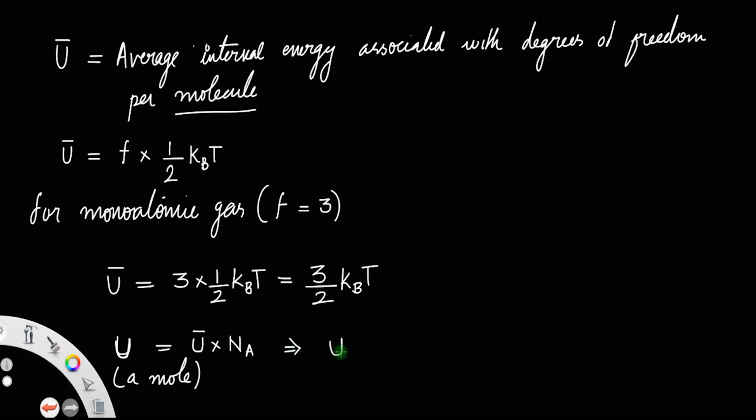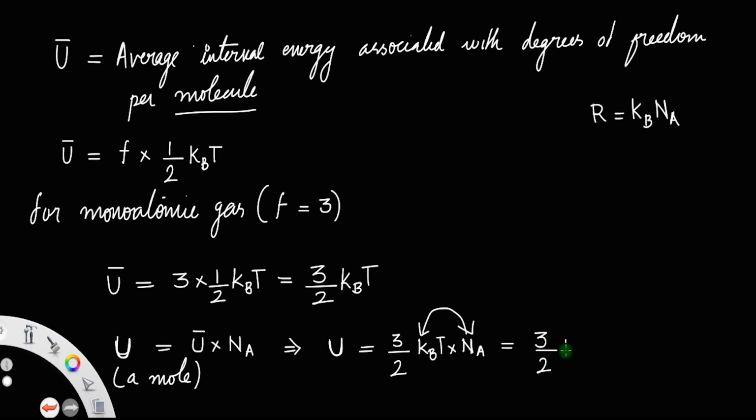So U will be the average internal energy associated with a mole of monoatomic gas, which will be U bar, 3 by 2 kBT into Na. Or this can be, kB into Na is universal gas constant. Boltzmann's constant into Avogadro number is universal gas constant. So 3 by 2 RT. So that's our U.